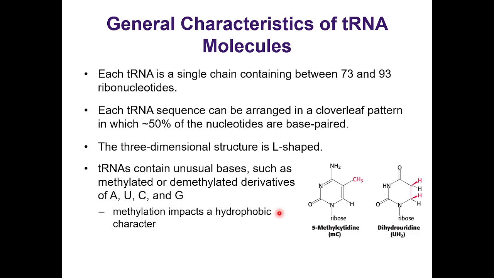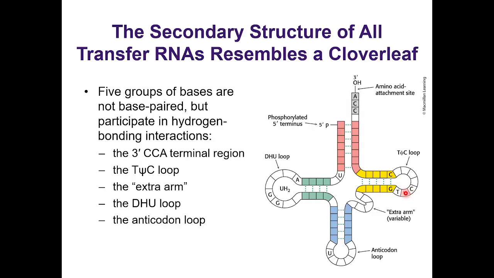The tRNAs are going to contain unusual bases. They'll have the methylated or demethylated derivatives of A, U, C, and G. The methylation will impact your hydrophobic character, actually. And so right here, we have the methylated version. And this one is the dihydro one for the uridine right there. Okay? So methylated or demethylated versions.